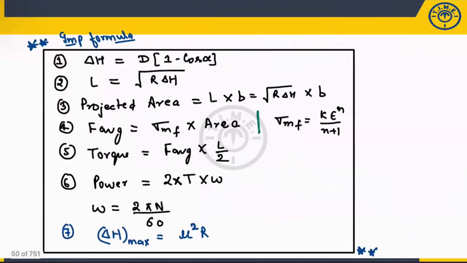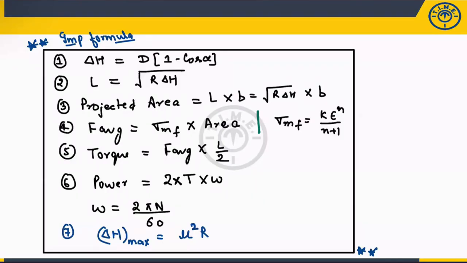And these are the important formulas which I was talking about. I have summarized all those results in a single slide. Okay. So delta h is equal to D into 1 minus cos alpha. Bite angle you can calculate. Projected length is square root of R into delta h. Projected area: once you know the projected length, if you multiply with width, you will get the area.